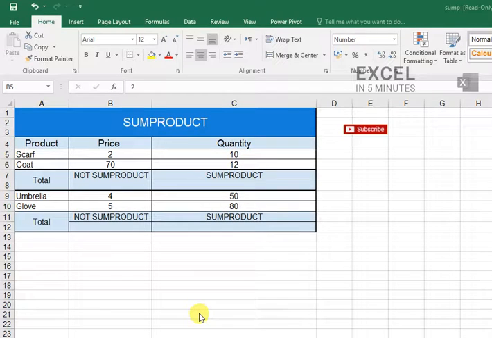Hello everybody, today we learn about the SUMPRODUCT function. As you can see, I have a table with product, price and quantity.